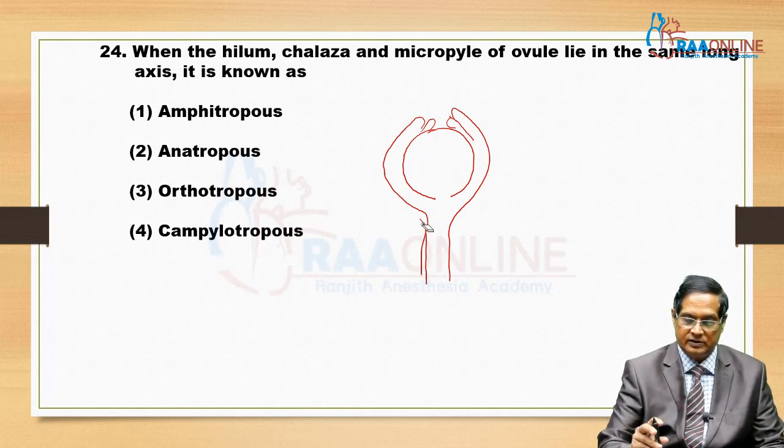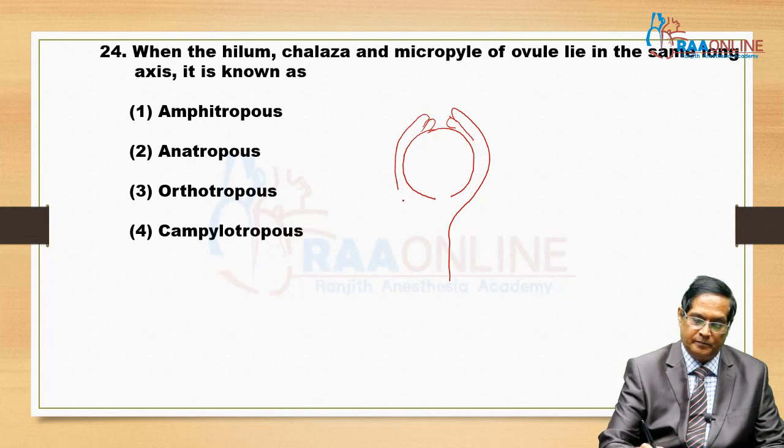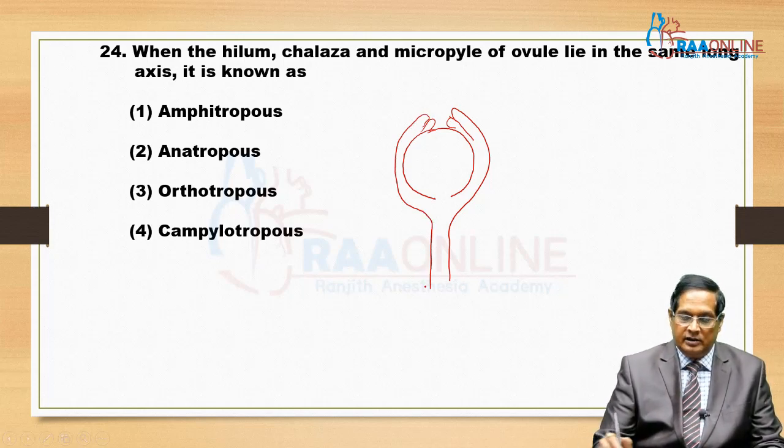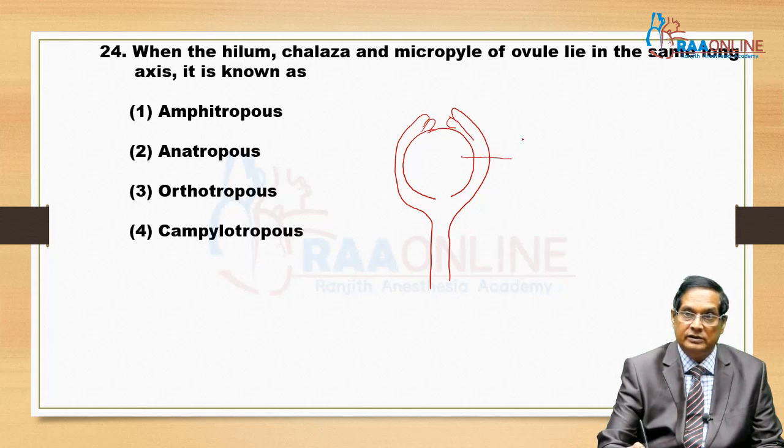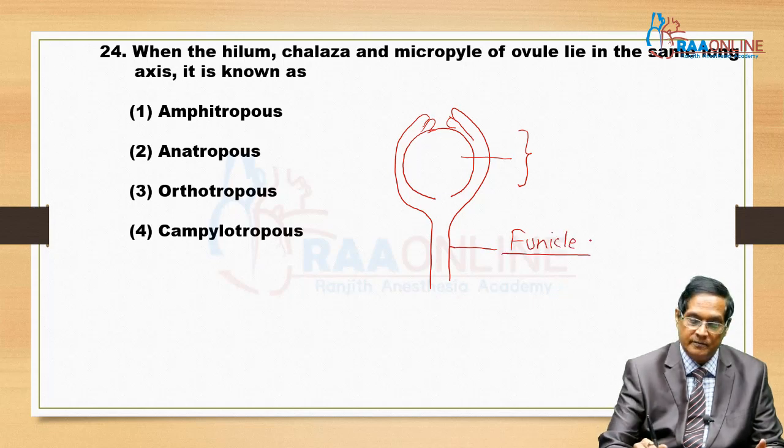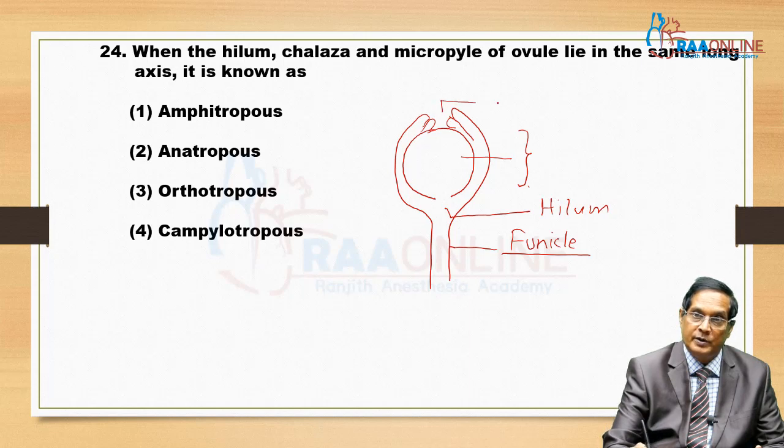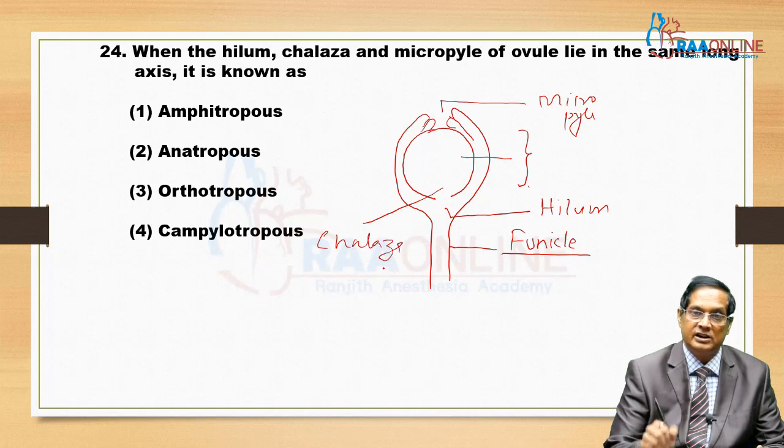See this structure actually. This is the body of ovule. This is funicle, or ovular stalk. Then this portion, the attachment of funicle with the body of ovule, is known as hilum. Then a small opening is known as micropyle. And opposite to micropyle, chalaza is present.